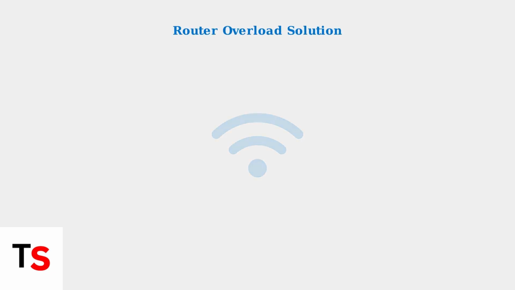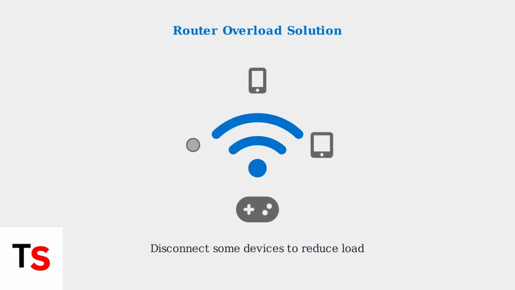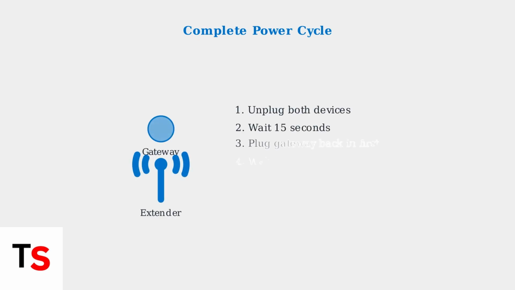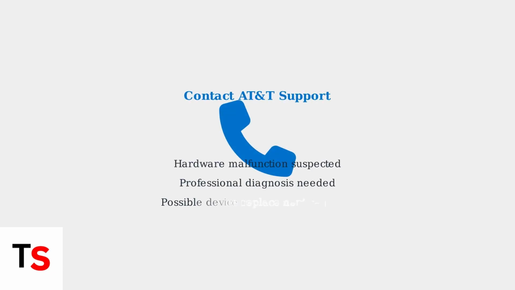If your extender still won't connect despite showing activity, your router may be overloaded with too many connected devices. Disconnect unnecessary devices to free up connection slots. As a final troubleshooting step, perform a complete power cycle. Unplug both your gateway and extender for 15 seconds, then plug them back in, and wait up to 3 minutes for full reboot. If none of these advanced troubleshooting steps resolve the blinking white light issue, contact AT&T customer service.